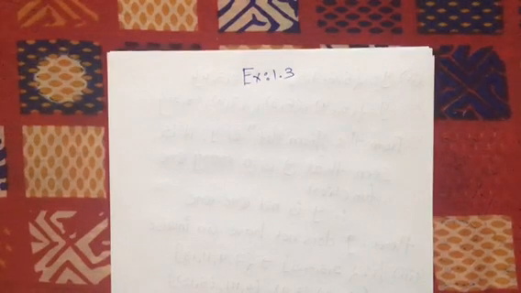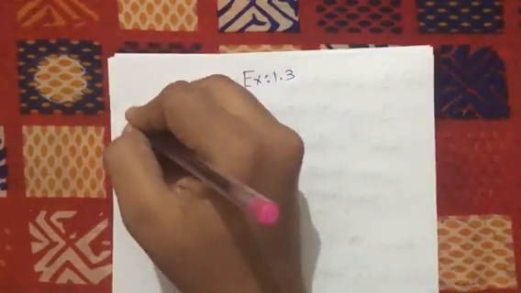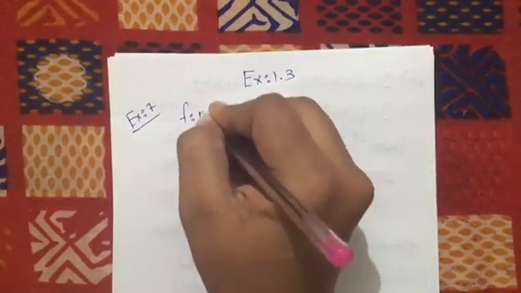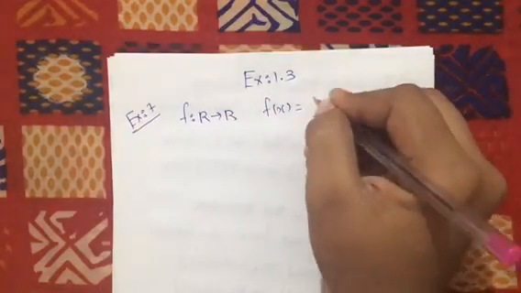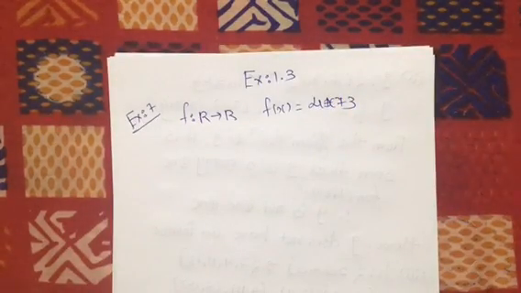Hello students. In the previous video we just started exercise 1.3 and we did example number 5. So let's start with example number 7, which is: consider f from R to R given by f of x equals 4x plus 3. Then show that f is invertible and find the inverse of f.